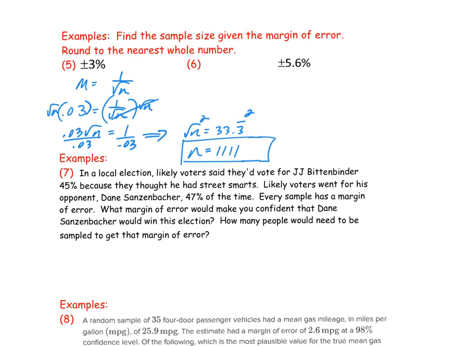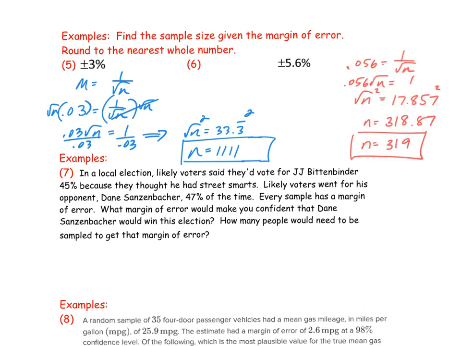So pause it, try number 6 here. So a sample margin of error of 5.6%. So just real fast before we get into it, think about, is that sample going to be bigger or smaller than 1,111? So you should have an answer there. So I'll just pause it and then we'll come back with the answer.